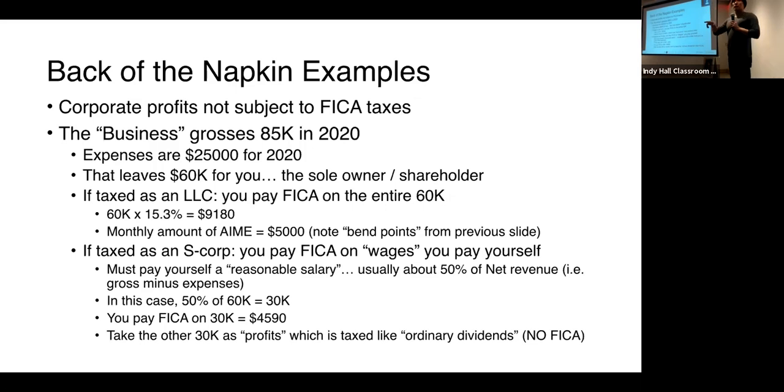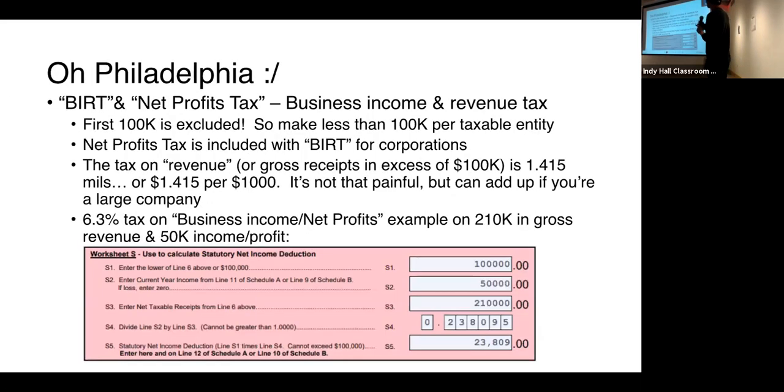Any questions so far? Let's go then. This is a big overview, but, oh, Philadelphia. This isn't as important, but I want to paint an accurate picture for you. You save $4,500 on self-employment taxes, but Philadelphia, they want their cut too. So if you do this, they're going to take a cut of those savings. That's basically what it comes down to.